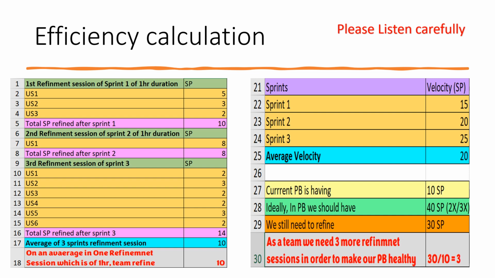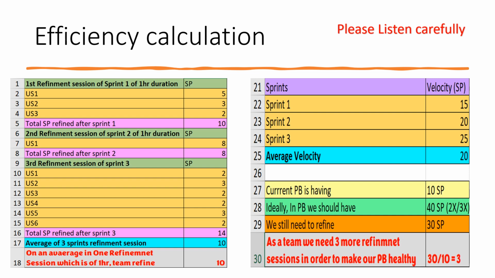Okay, so look at the green one in the left side picture. Green in the sense not dark green. Oh sorry, it's not green, blue, I think. Okay, so the average of 3 sprints refinement sessions is 10. On average, in one refinement session, which is of 1 hour, team refinement is 10. So I can come to some kind of prediction: if my team members are about to do a 1 hour refinement session, approximately they can refine some 10 user stories, or sorry, 10 story points. So this prediction or average calculation I can do based on this.